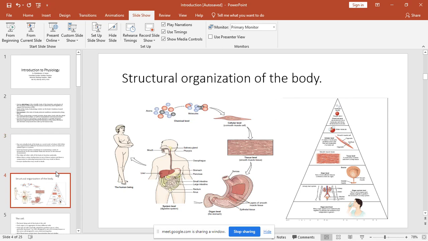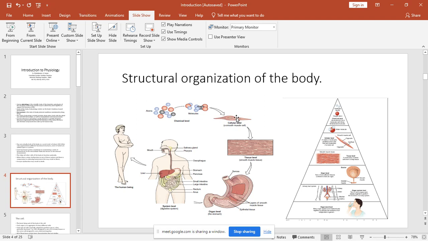So the next slide basically just speaks to the organizational structure of the body. As you can see here, I've got atoms. The combination of these atoms makes molecules. The molecules together will form cells. The cells, and we have an example of a muscle cell here, a smooth muscle cell.